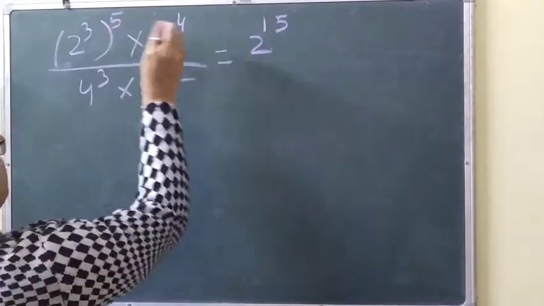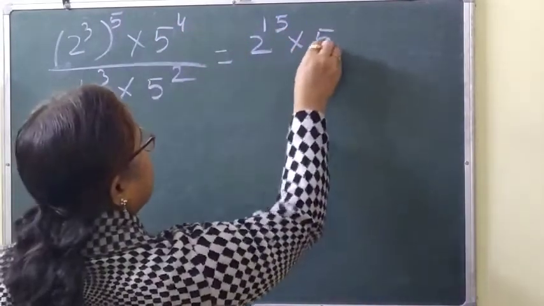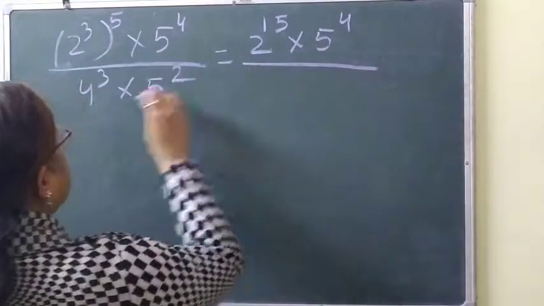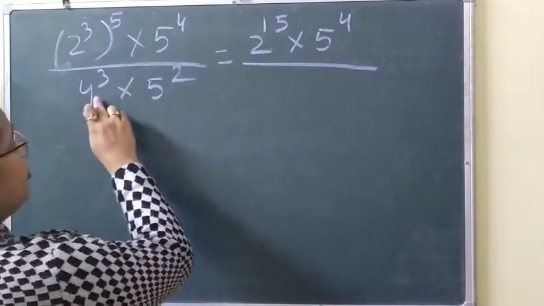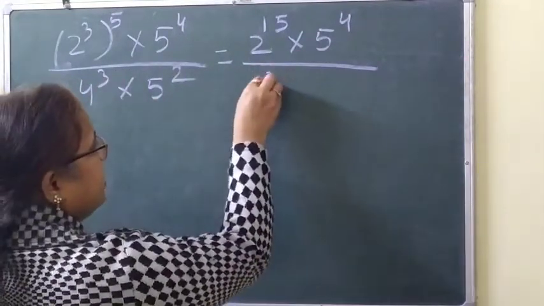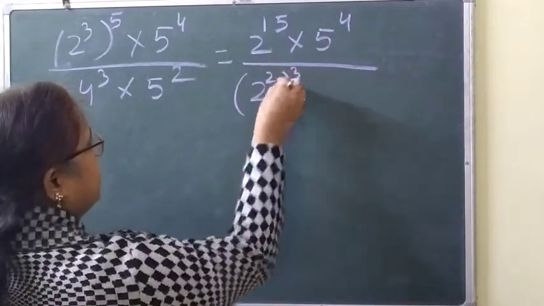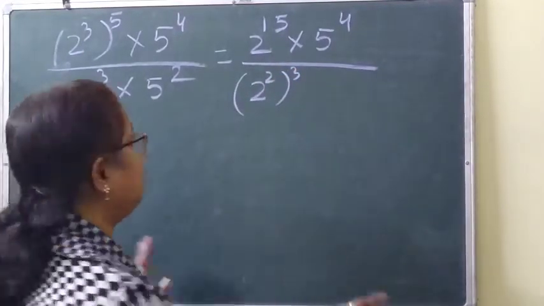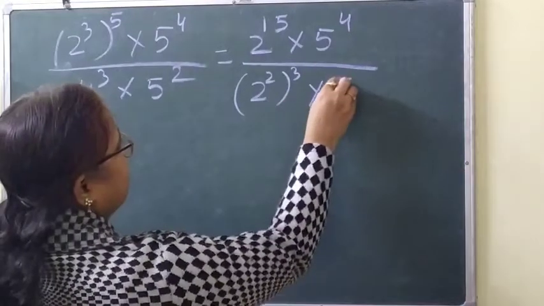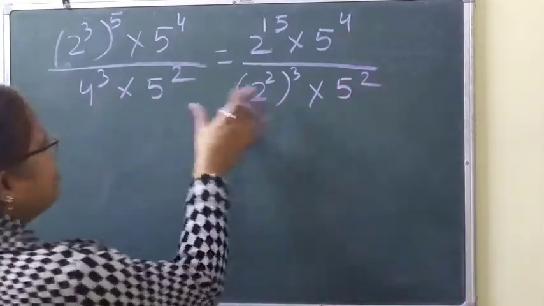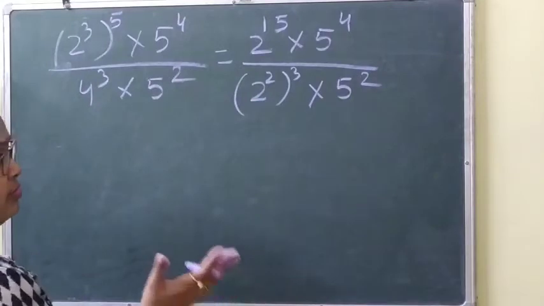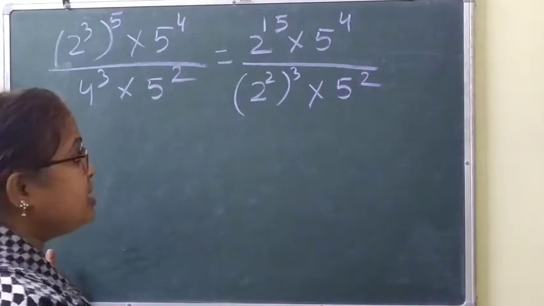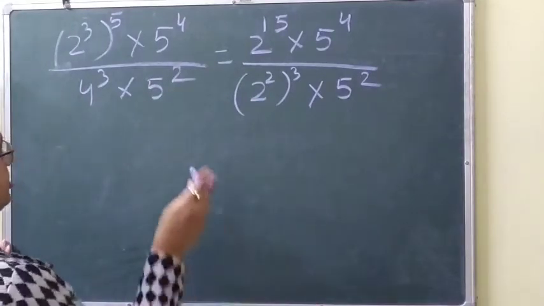Directly, 3 fives are 15, times 5 to the power 4, divided by 4 to the power 3. Can we write like this? Yes, we can write. In place of 4 we can write 2 to the power 2, and then here 5 to the power 2, because when you simplify, only then we can find the answer. Then our steps can be corrected.